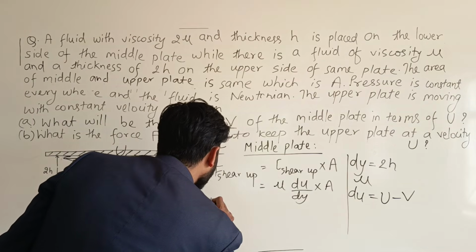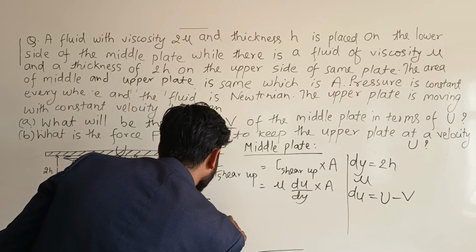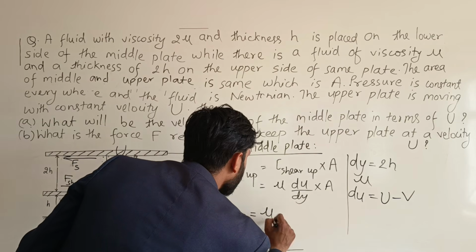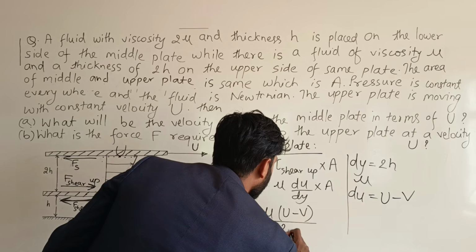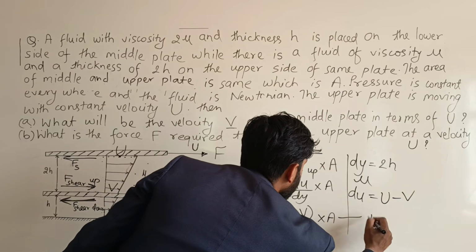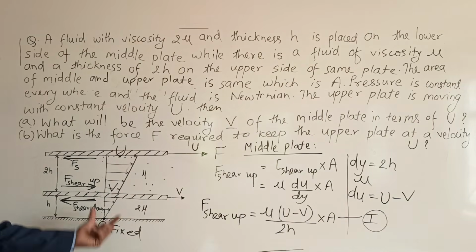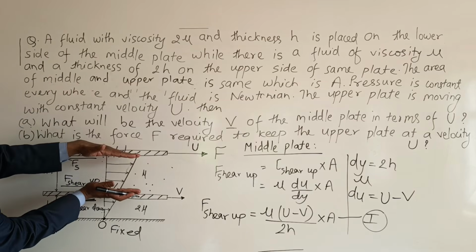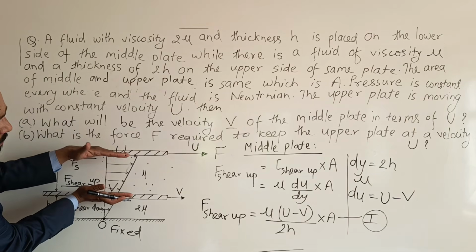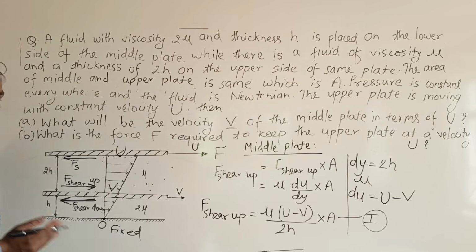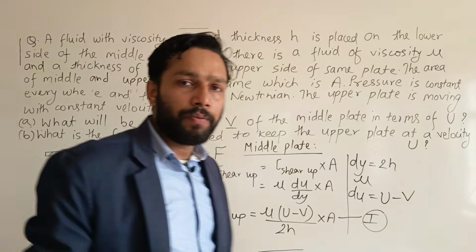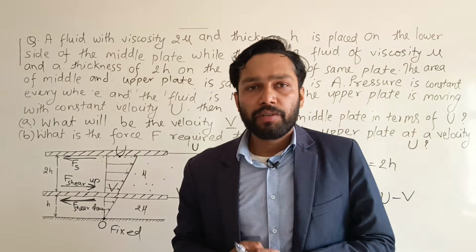Let's substitute over here. We get F shear up is equal to mu, du is u minus v, divided by dy, which is 2h, into area. You can call this equation number 1. So we have got the F shear up by staying on this portion, between the middle plate and its boundary, the upper plate, by applying Newton's law of viscosity.